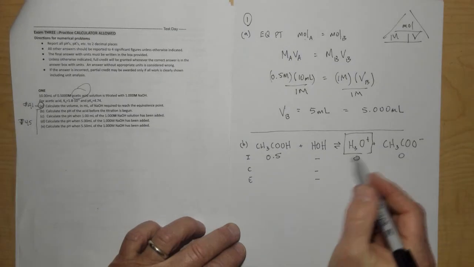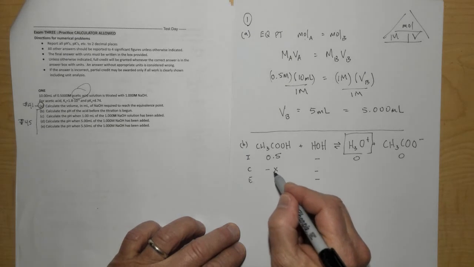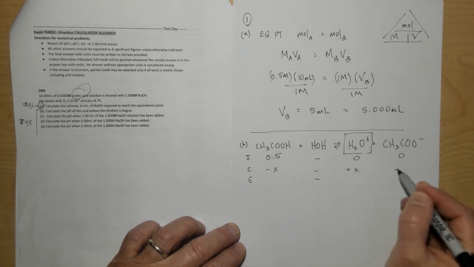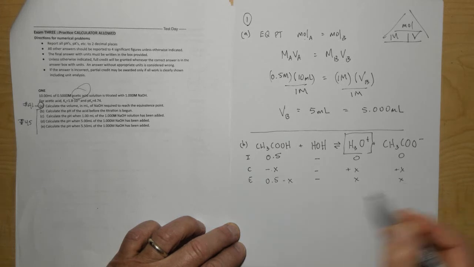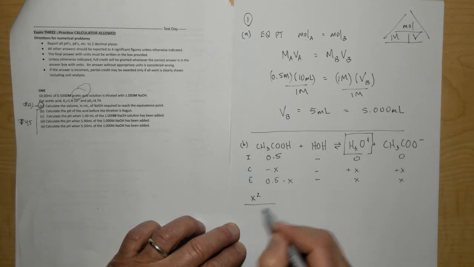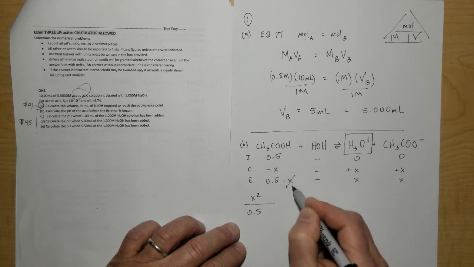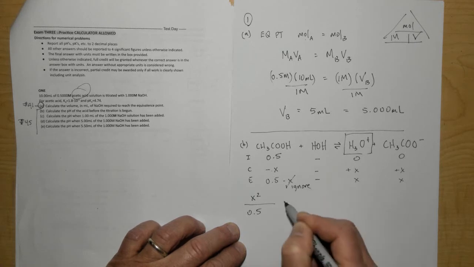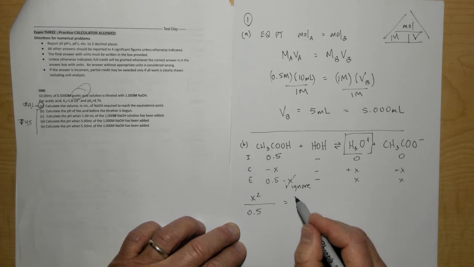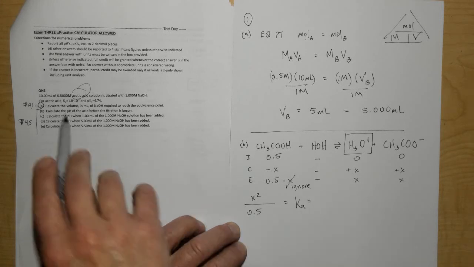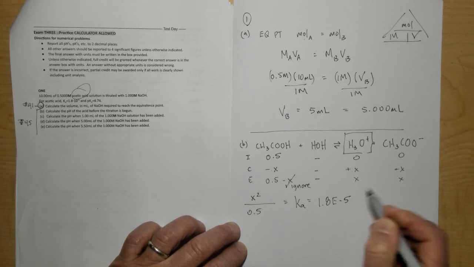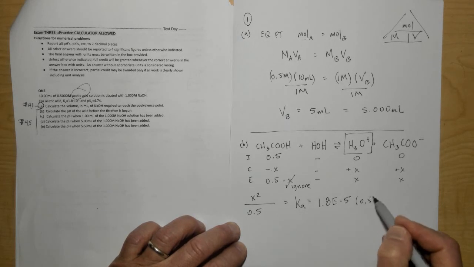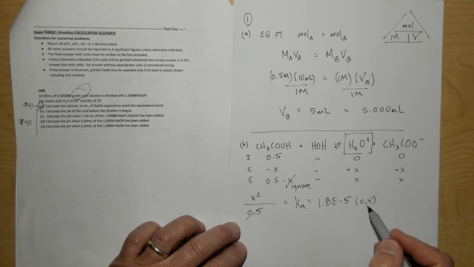Now, to find out how much this is, I have to use my favorite letter from math class. So lose x, gain x, gain x. I'll end up with 0.5 minus x, x, and x. And so I end up with x squared divided by 0.5. Ignore the x in the denominator, say that it's small compared to 0.5. And that's equal to my Ka, which is given to me right here, 1.8 times 10 to the negative fifth. Multiply both sides by 0.5.